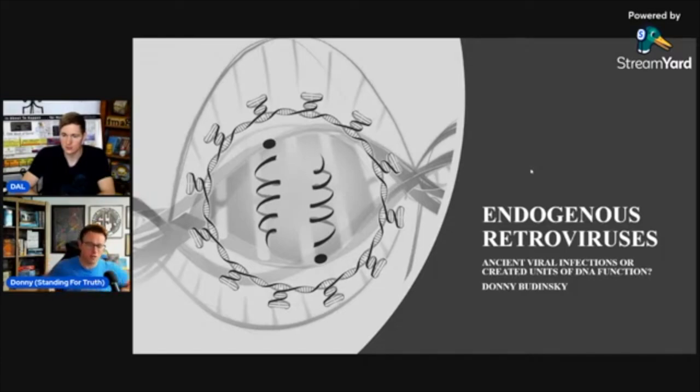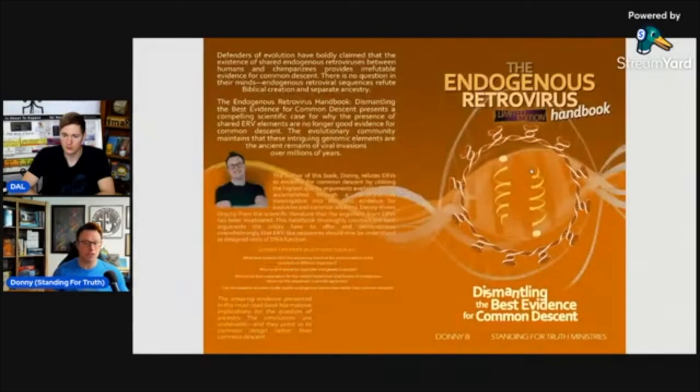So endogenous retroviruses in general are small pieces of DNA that are found within the genomes of many kinds of creatures, I should say. Now, the question is, are these DNA elements the ancient remnants of past viral infections, as the opening slide here says, or created units of DNA function? This is the most important question, and this question will be answered here in this presentation.